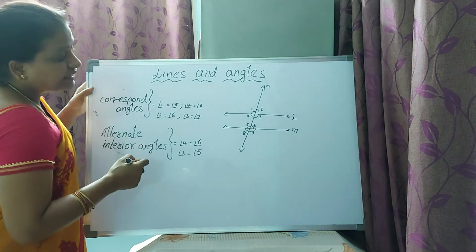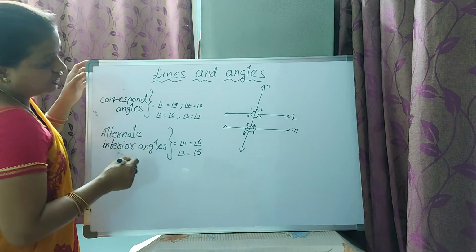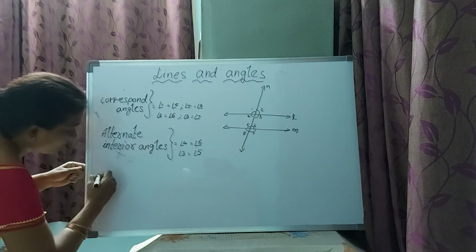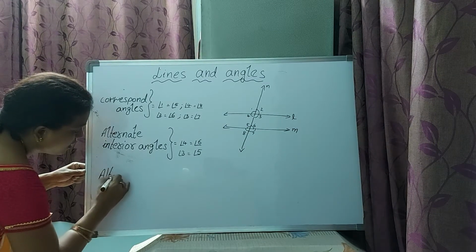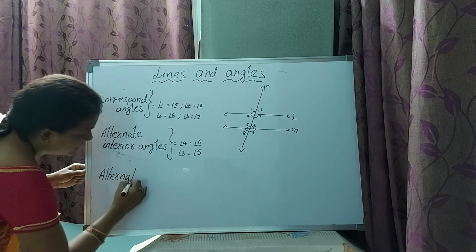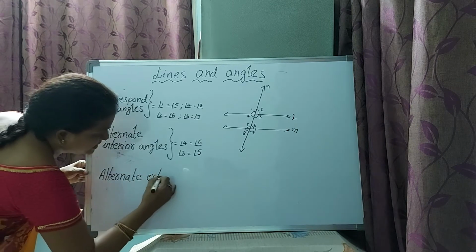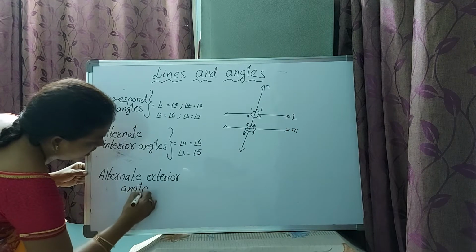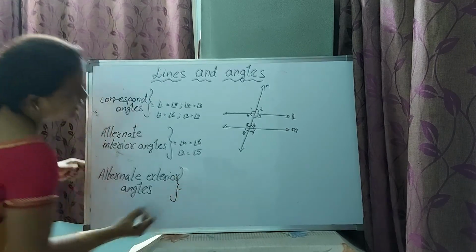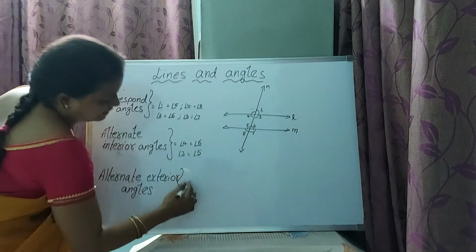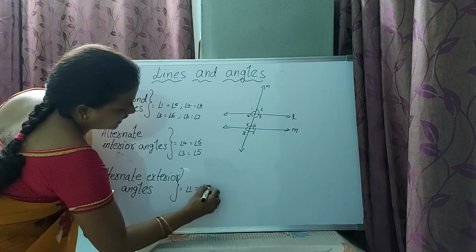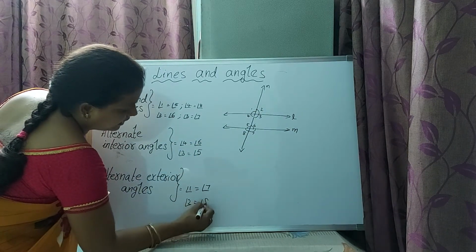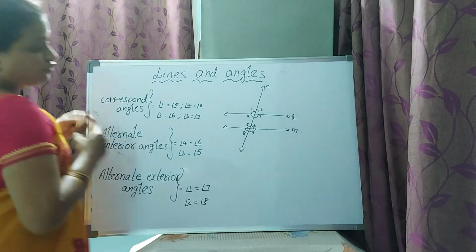Next, alternate exterior angles are also equal. What are the alternate exterior angles? Angle 1 is equal to angle 7. Angle 2 is equal to angle 8.